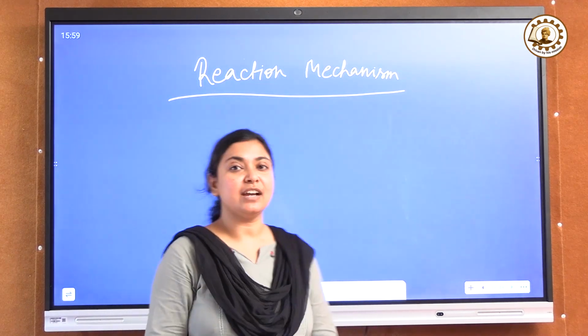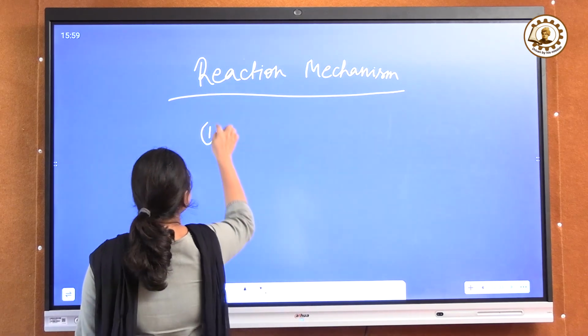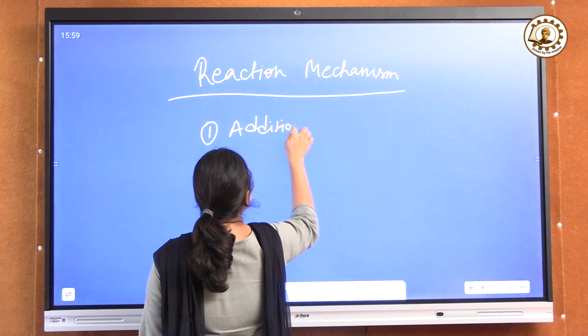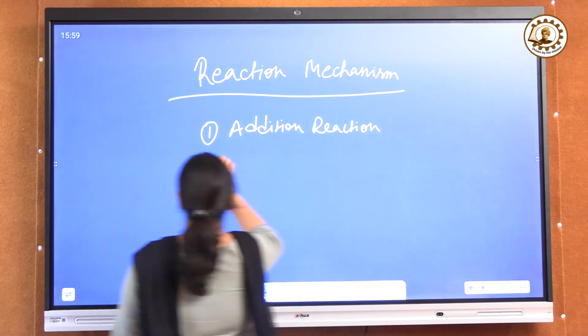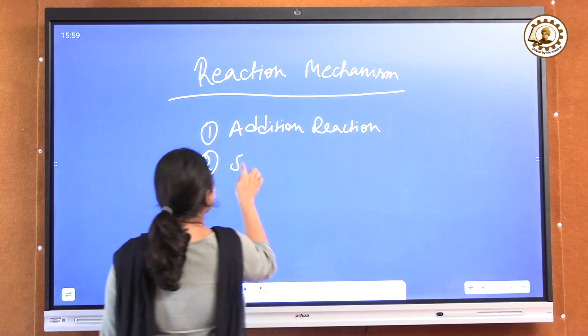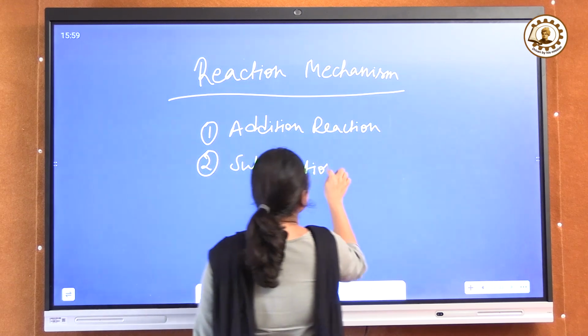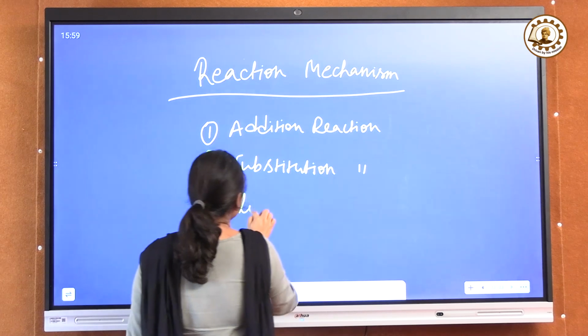Today's topic is reaction mechanism. There are three types of reaction basically. First one is addition reaction. Second one is substitution reaction. And the third one is elimination reaction.